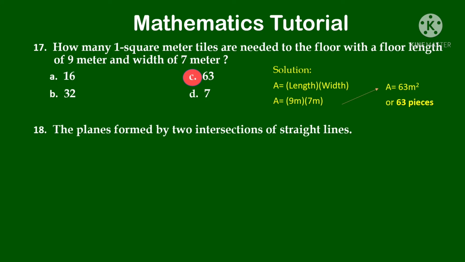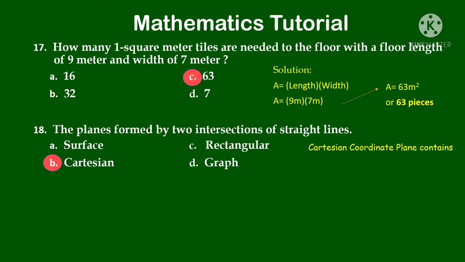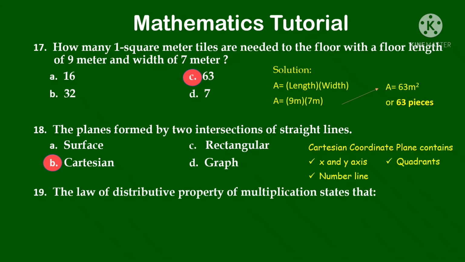Number 18. The planes formed by two intersecting straight lines, A, B, C, or D. When we talk about planes formed by two intersecting lines, it is where we are going to graph something. So the correct answer for that is Cartesian plane. So the Cartesian coordinate plane in mathematics contains x and y axis, number line, quadrants. It was introduced by René Descartes.